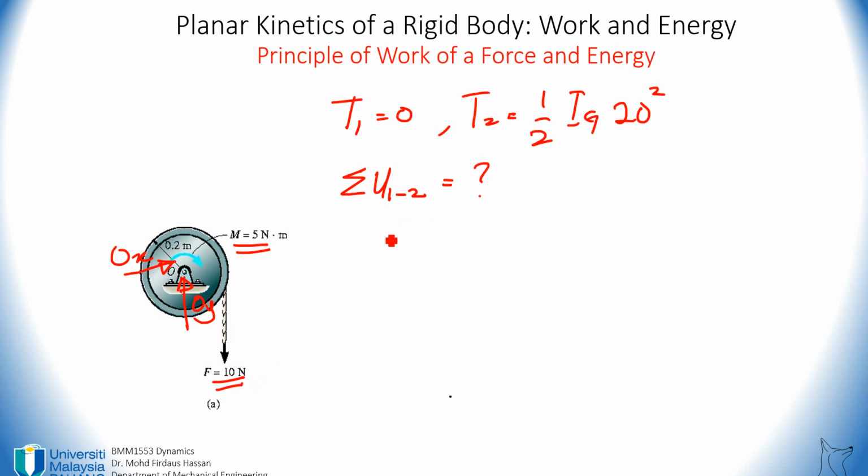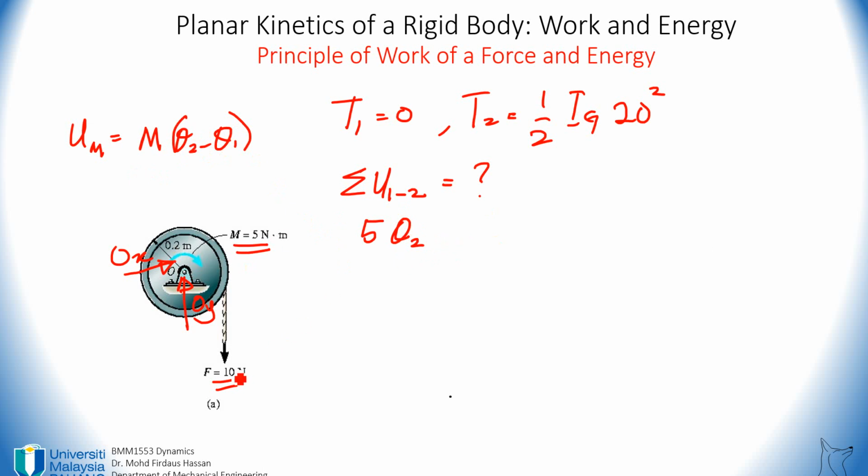So the work done first, the work done by the 5 Newton-meter moment. The work done by a moment, U moment, is basically M times theta. M is 5, and theta is theta 2 minus theta 1. It starts from rest, so theta 1 is 0, and theta 2 is unknown. Let theta 2 be positive.